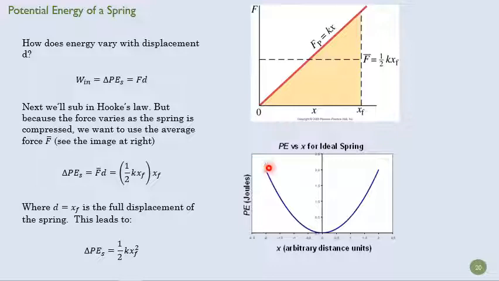So this here is a plot of potential energy for displacement. If I displace my spring this much, I've got this much potential energy. If I displace it 2 units instead, I've got more potential energy.